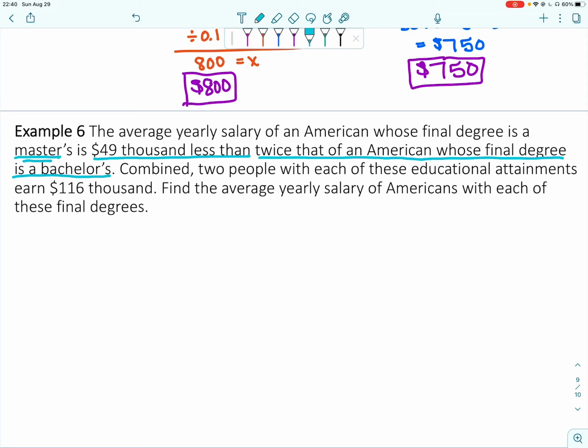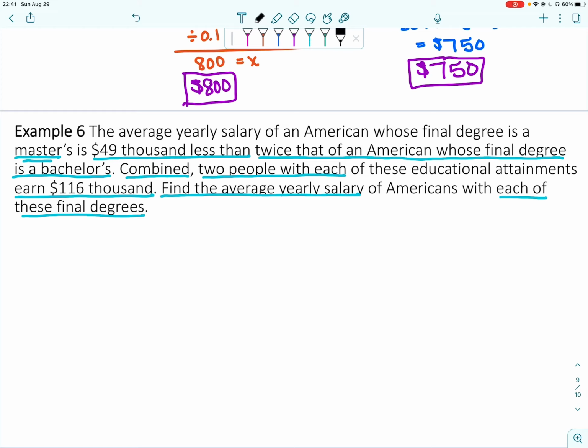Combined, two people with each of these educational attainments earns $116,000. Find the average yearly salary of Americans with each of these final degrees. So find the salary of each of these final degrees.